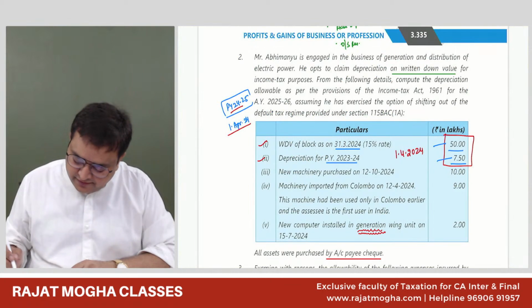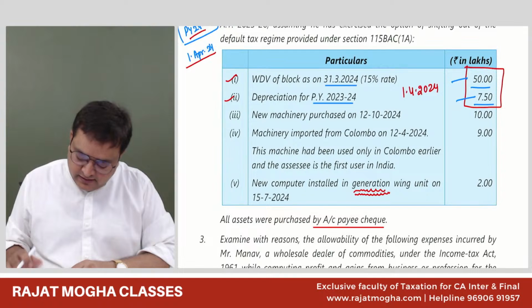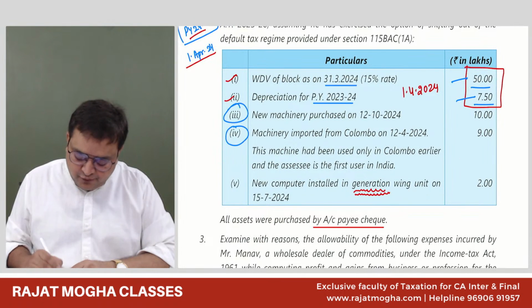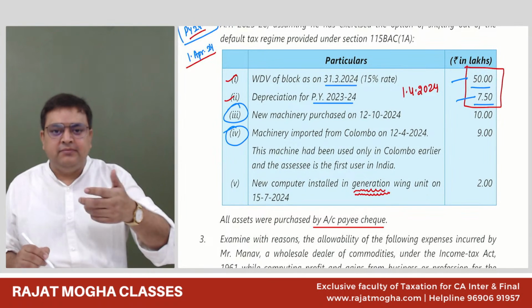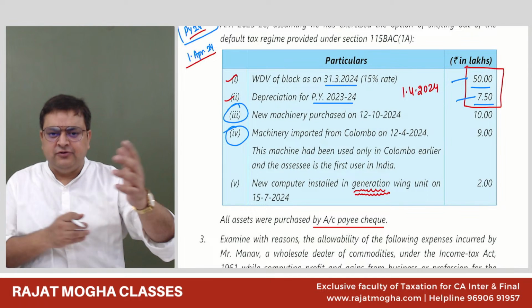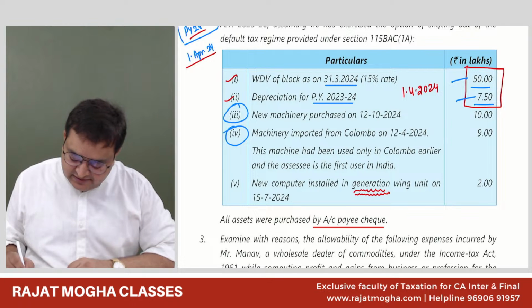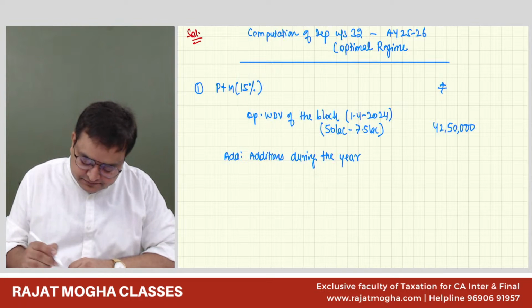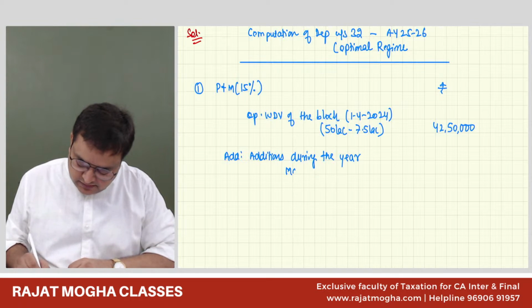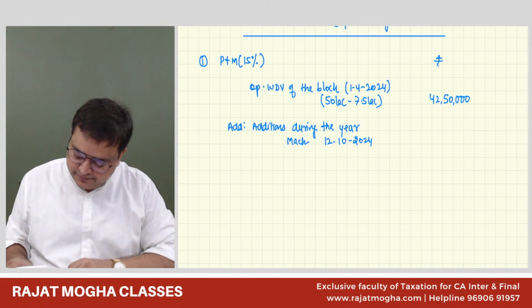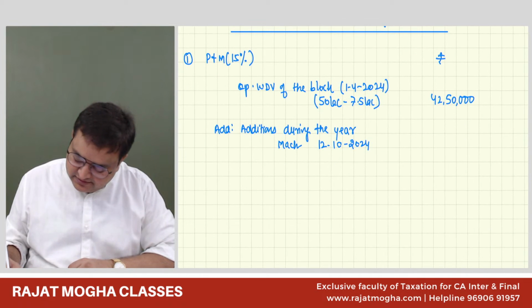So we have purchased third and fourth. One of them is entitled to additional depreciation also, but first of all, we'll calculate the normal depreciation. So this machine is purchased on 12/10/2024 for rupees 10 lakh.